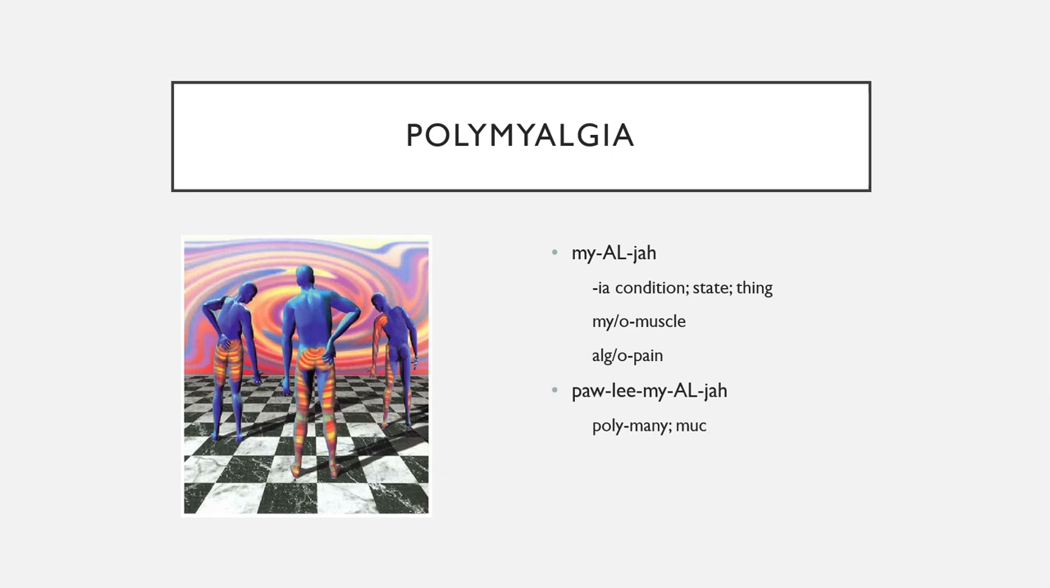Polymyalgia. Ia is condition, myo is muscle, algia is pain. So that's the definition of myalgia. So you kind of get two terms here too. So myalgia is muscle pain. Polymyalgia, poly means multiple or many, is pain in several muscle groups.